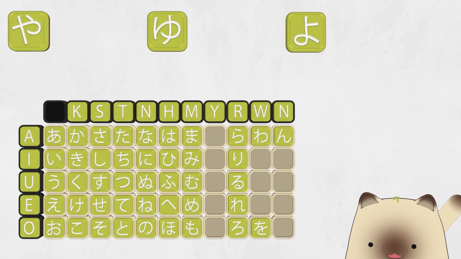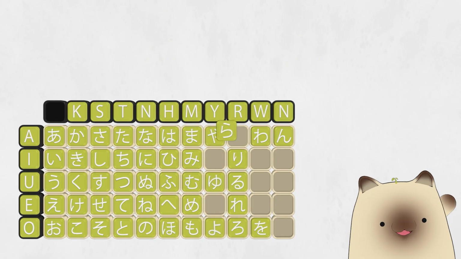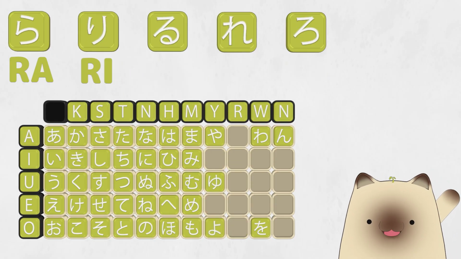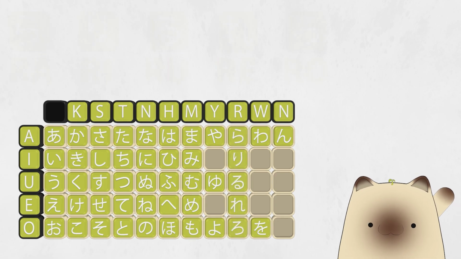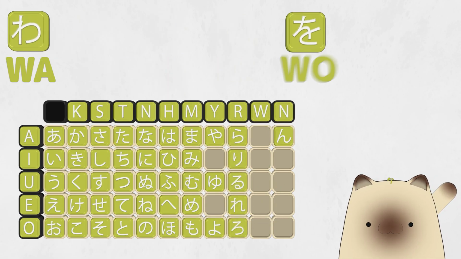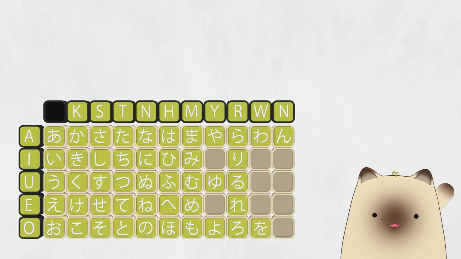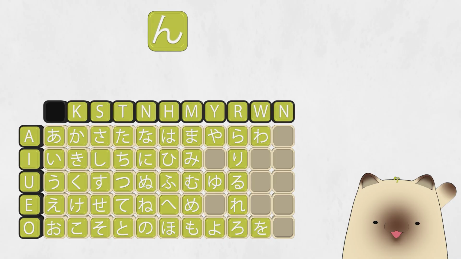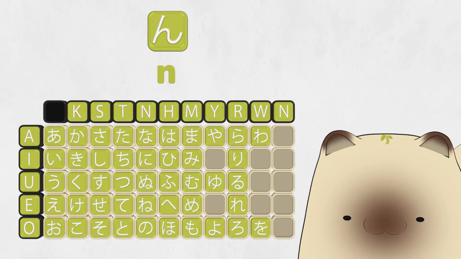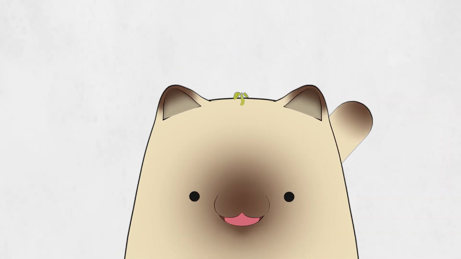The Y's actually don't have a character for I or E, so it's just ya, yu, and yo. R's are also simple, it's just ra, ri, ru, re, and ro. W's only have two characters, wa and wo. Wa is mostly used as a particle, so you don't see it inside of modern Japanese words. Don't stress about it for now. And finally is a standalone N. You're halfway there. Now on to Dakuten.